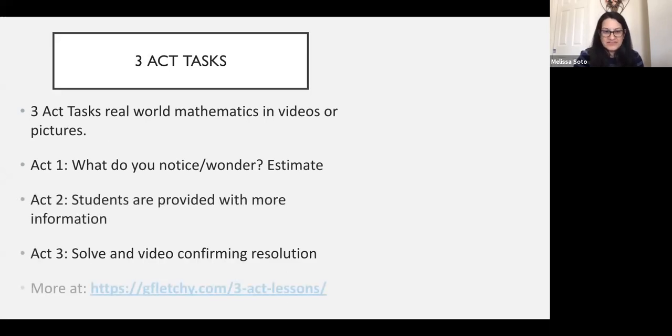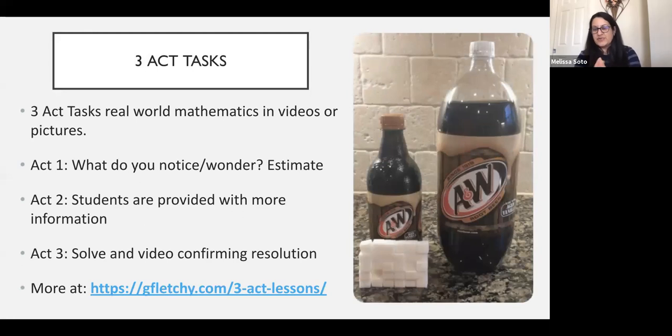Let me pull all of these up here because here's the picture. So for example, we have this picture here. We have these 2 bottles of soda and what looks like some sugar cubes. And so our first question would be for kids, what do they notice? What do they wonder? We can record those on the board, and ask them to estimate a particular wondering that they might have. Then for Act 2, we provide students with some more information.